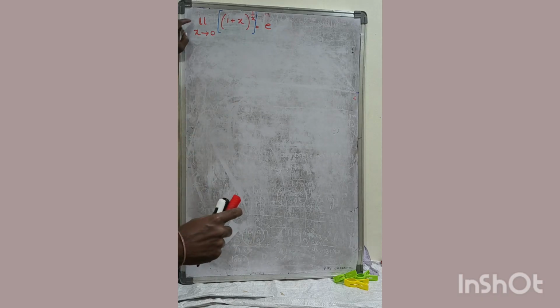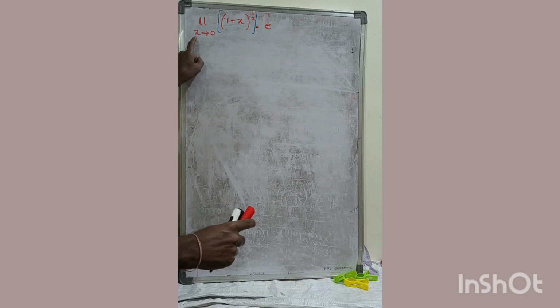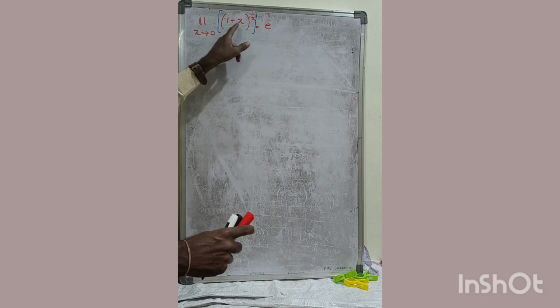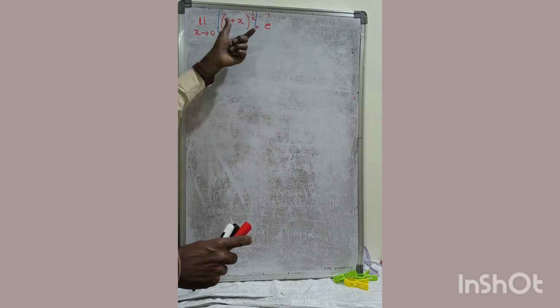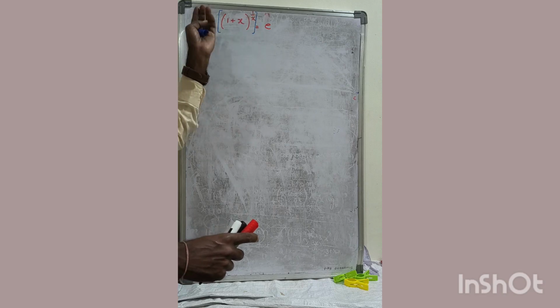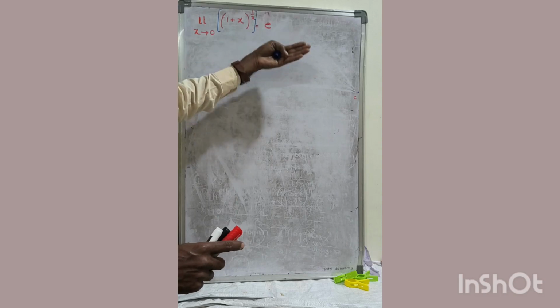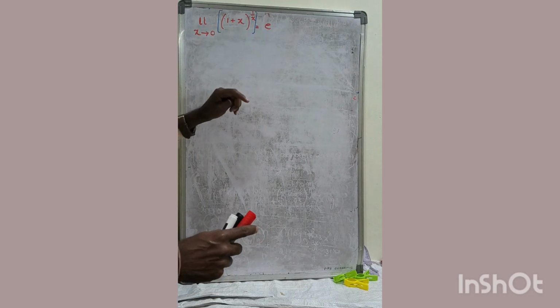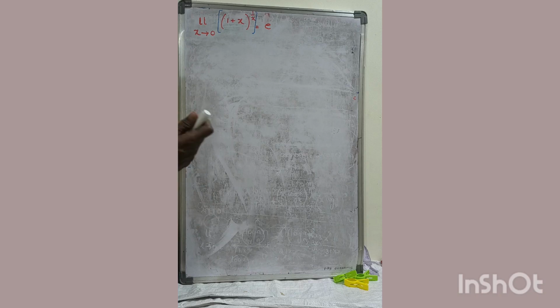See once again, whenever x is tending towards 0, x approaches 0, then (1 plus x) whole power 1 by x is a function which approaches which value? That value is e. So this is what we need to prove.